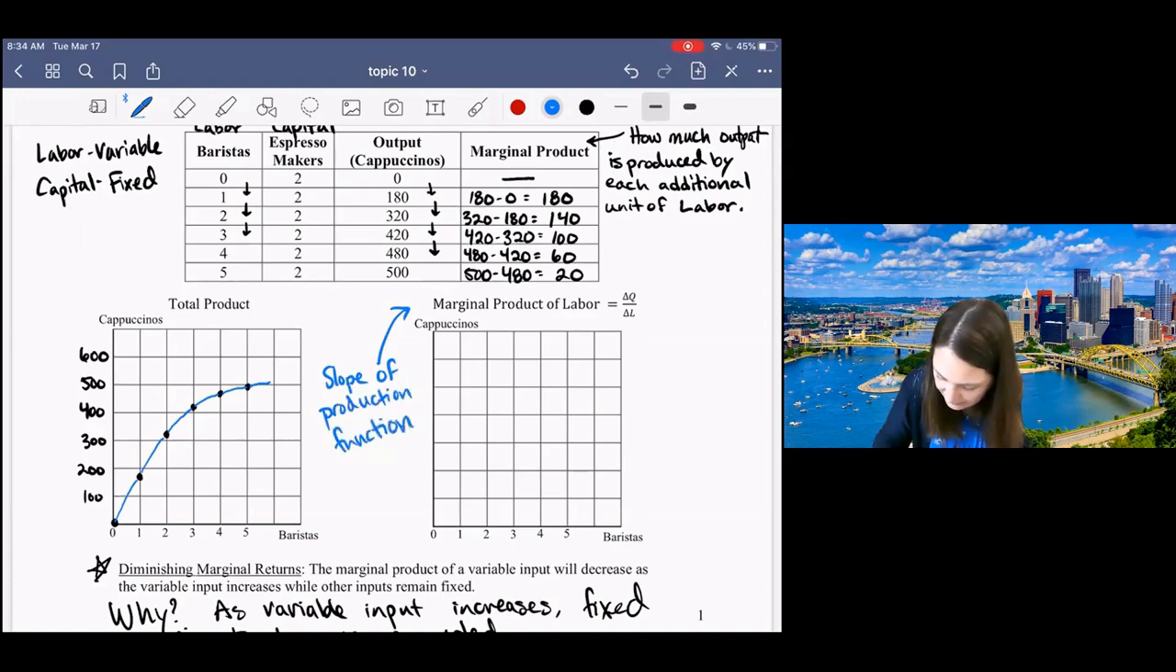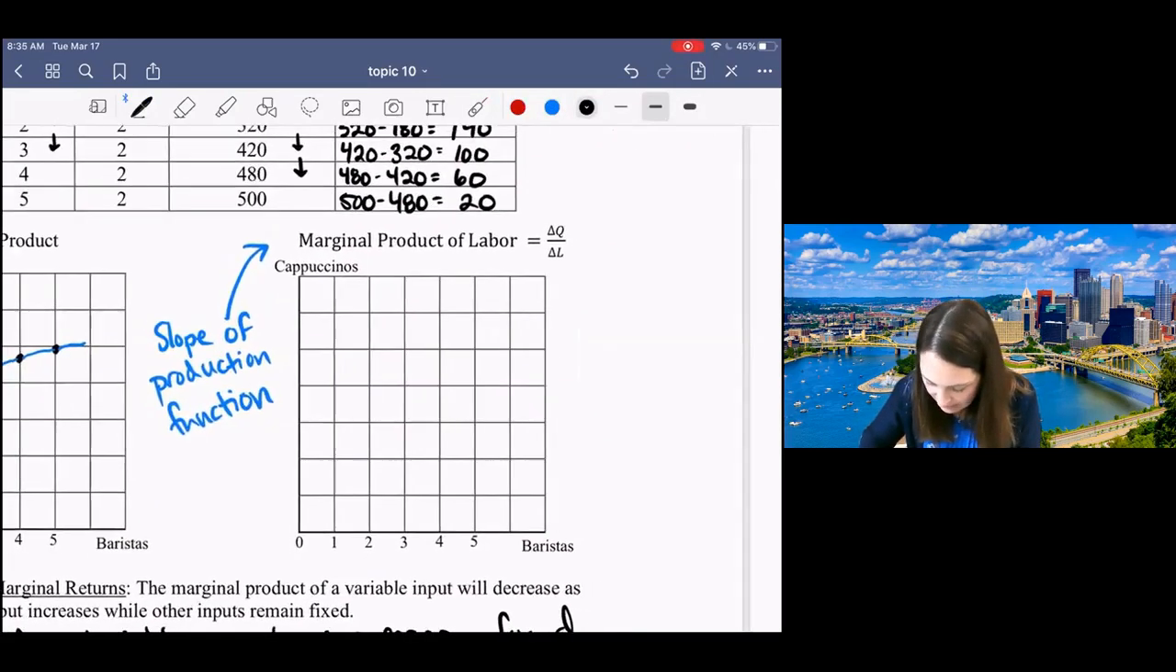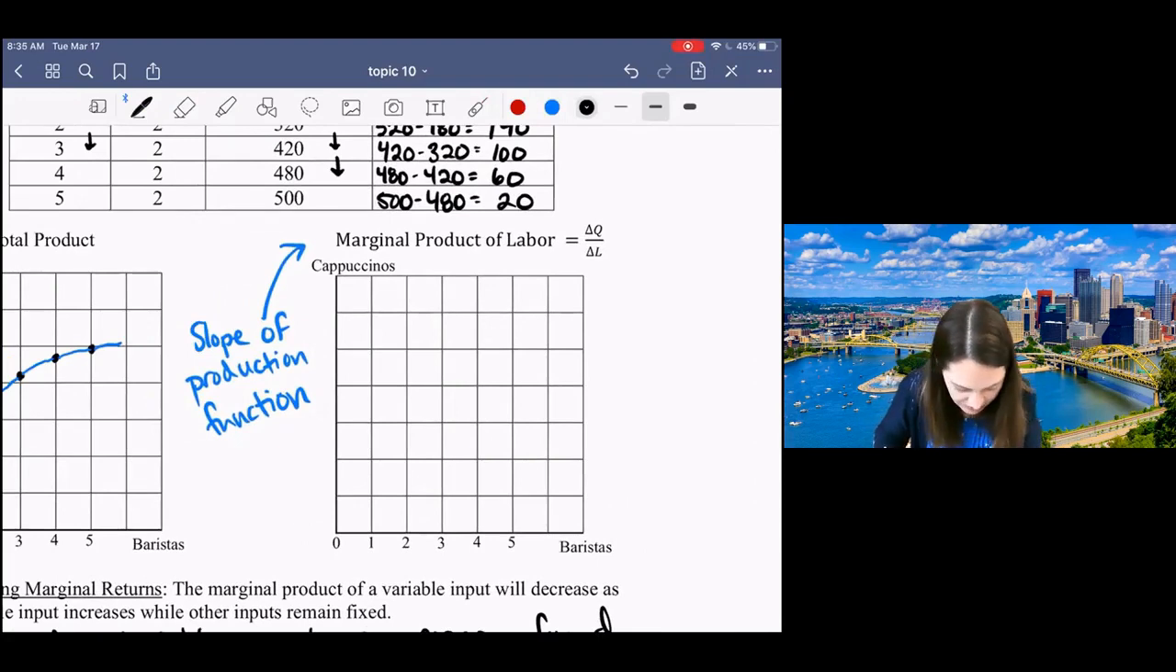For those of you who've had calculus, you'll recognize that this formula here, change in quantity over change in our input, could be the derivative of the production function with respect to labor. And that's how we would do this in the upper level classes. For now, we're just interested in what's happening to our marginal product of labor. So I'm going to go ahead and label this axis by 50s.